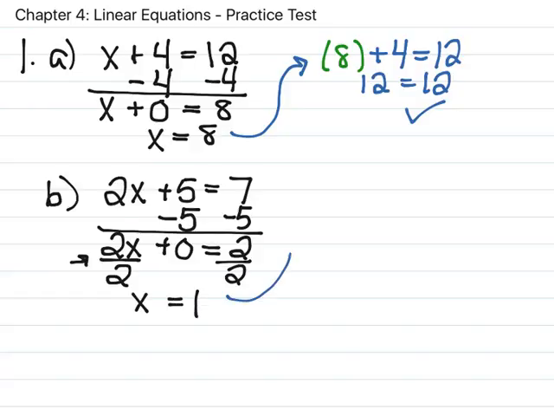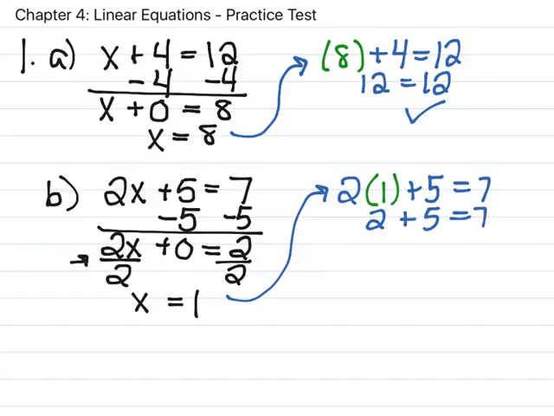So again, to check it, we plug it back into the original equation. So 2 times 1 plus 5 equals 7. 2 times 1 is 2 plus 5. And you have 7 equals 7. It's correct.